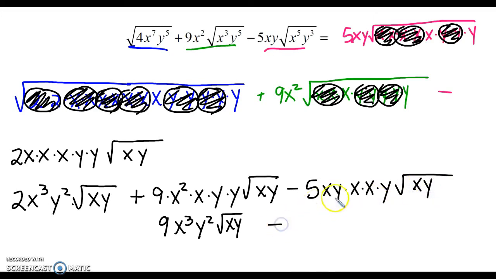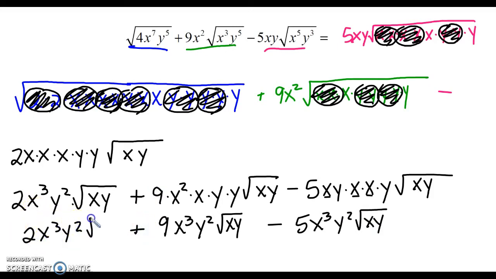Okay. So let's see here. We have 5 times x times x times x. That's 5x to the third. And then y times y is y squared, the square root of xy. And let me go ahead and bring this on down. 2x to the third, y squared, the square root of xy.